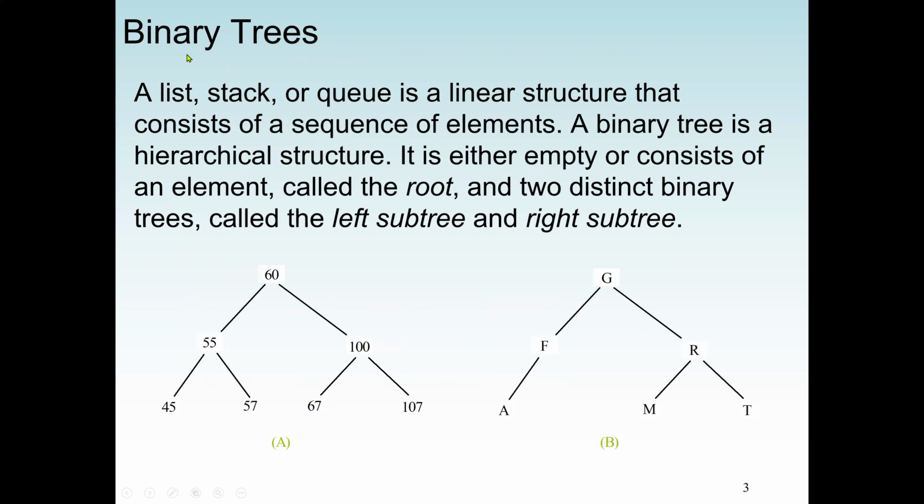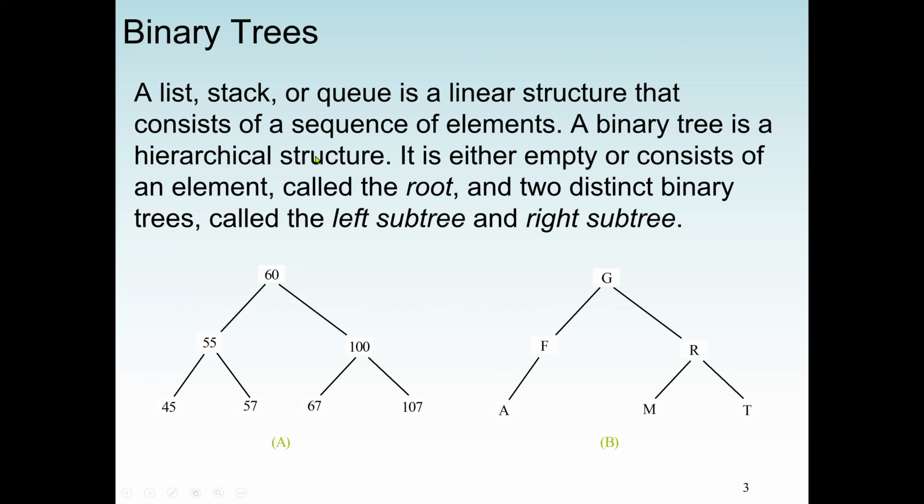So we start with the definition again. What is a binary tree? Here we say that a list and also a stack and a queue are normally a linear data structure that consists of a sequence of elements. Again, we went through stack and queue and a list. Normally the data are arranged in an order in a linear fashion. But a binary tree, again, is a higher ranking structure.